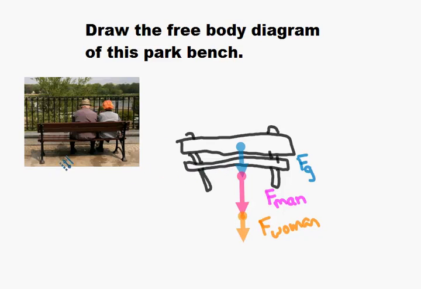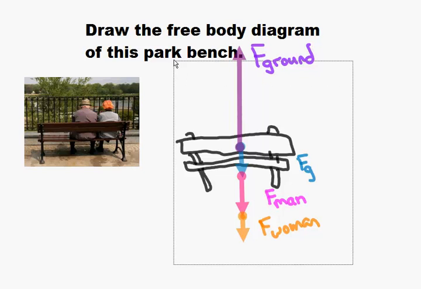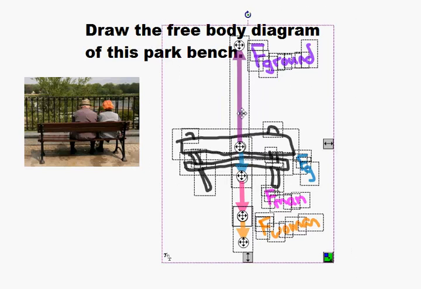So we'll put that force also. Also in contact with the bench is, well, you see these are all down. The gravity, the weight of the bench, is pulling it down. The man's pushing down on the bench and the woman's pushing down on the bench. But the bench is also sitting on the ground, but the ground is pushing up on the bench like this. And we'll talk about why that has to be equal later.